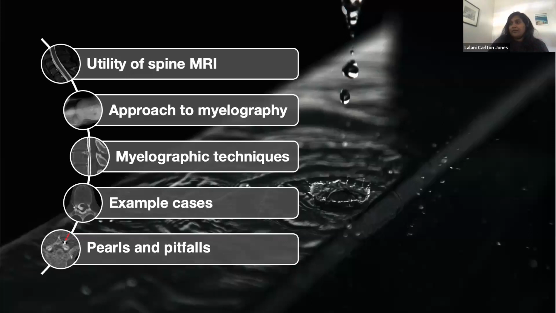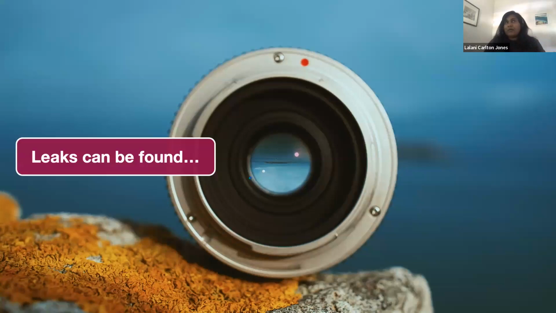So what are the different myelographic techniques that are available to us? Well, the main thing is we hear time and time again, or from various institutions, you just can't find these leaks with myelography. Myelography has changed over the last 10 years. You can find leaks, but you have to choose the right myelographic technique for the suspected leak type.